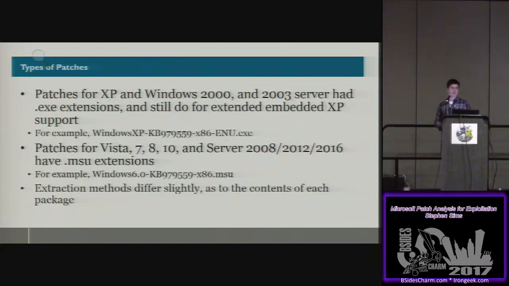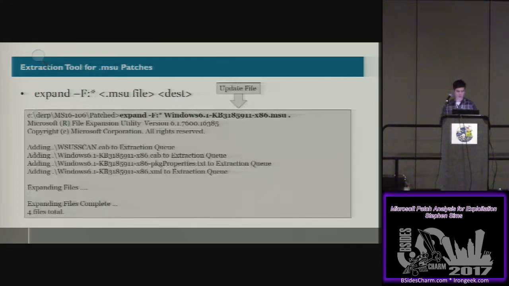So types of patches, back in the old days with XP and Windows 2000 and 2003, they were executables. So the patches you would download, it's just an executable, you double click it, and it installs, replaces the old file, and puts the other one into a backup location. And you would extract it with the extract tool in DOS or command line. On Windows Vista, 7, 8, 10, whatever, they're MSU files, and you've got to extract them with the expand tool. So I'll show you this in a moment.